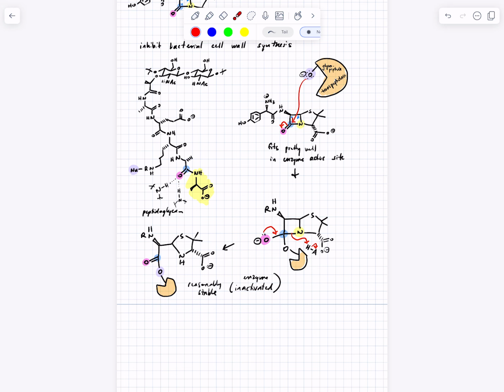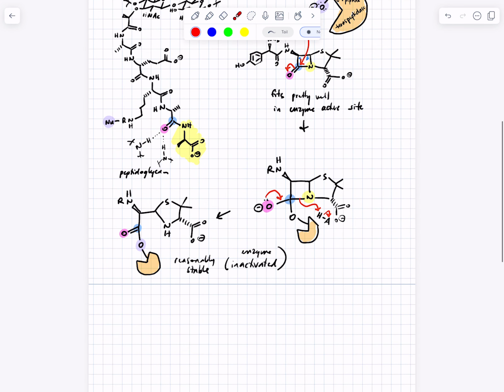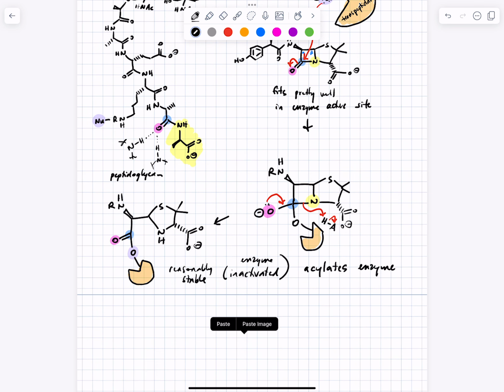So the beta-lactam acylates. That's one other way of talking about a nucleophilic acyl substitution reaction. The beta-lactam acylates the enzyme and thereby inactivates it. Okay, questions about that? When you take amoxicillin, that's what's going on.